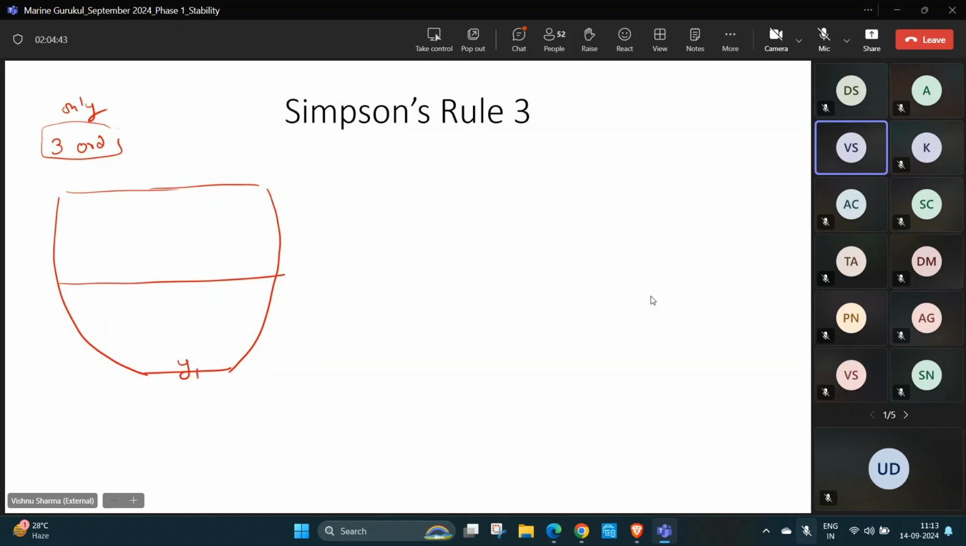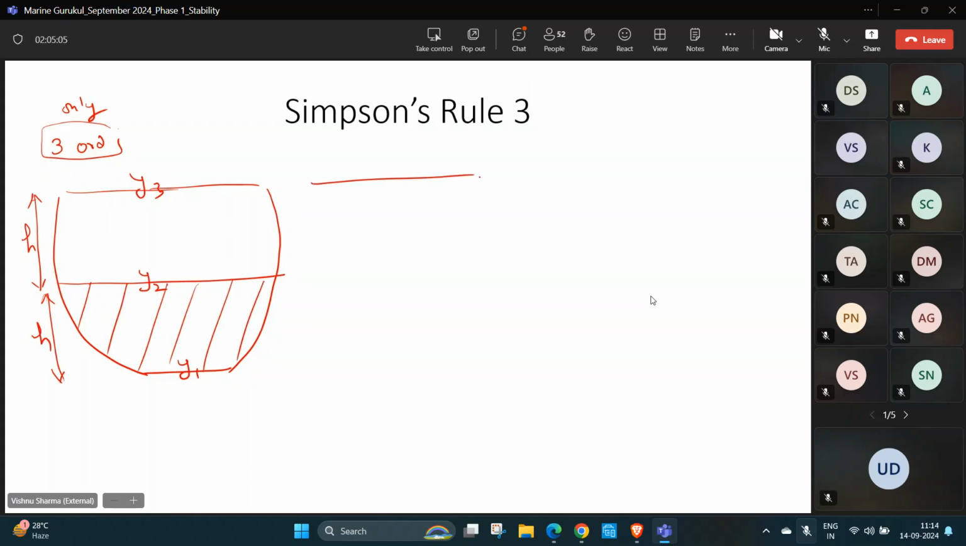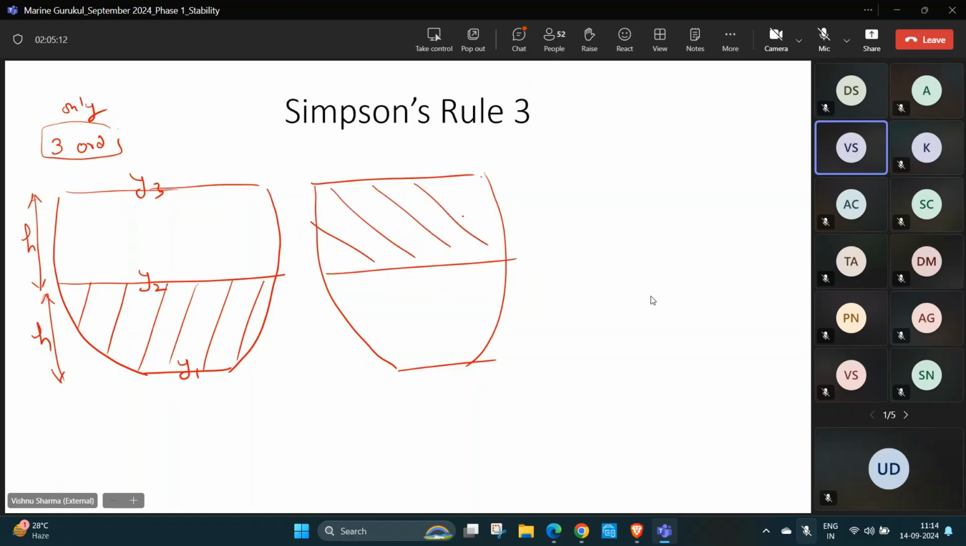If this is y1, this is y2, this is y3, the spacing is from an interval h. Obviously, if we had to calculate the full area, then we were to use Simpson's rule 1. But if you want to calculate one part of it, this one, or you want to calculate the upper half only, in this case, rule 3 will be applicable.